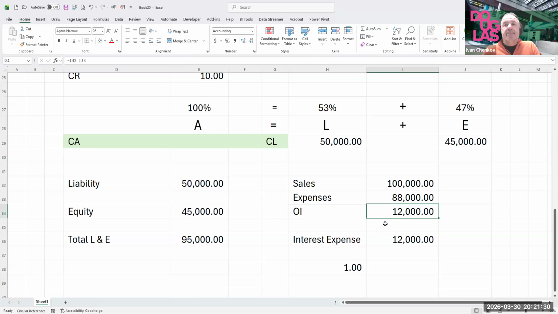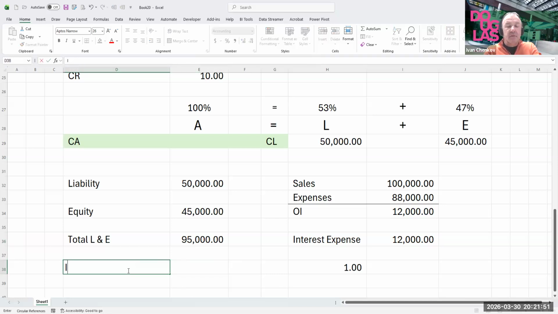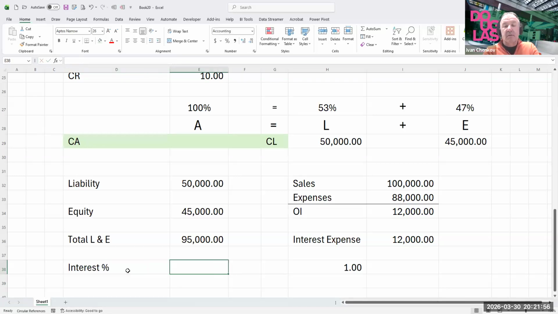So in this case, what that means is I borrowed $50,000. How much is the interest that I have to pay on the $50,000? It's $12,000, correct? Can I calculate my interest as a ratio, as a percentage? That will be $12,000 divided by 50,000. So I'm paying currently in the bank 24% interest.